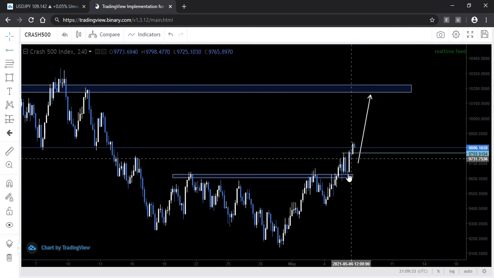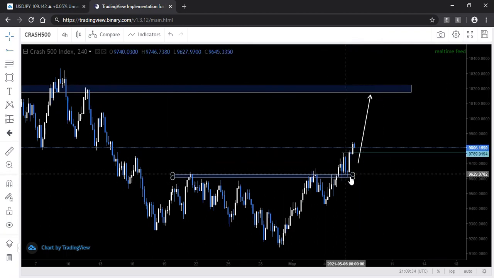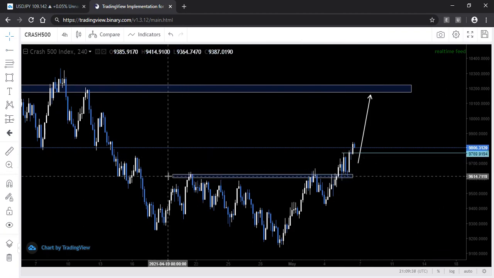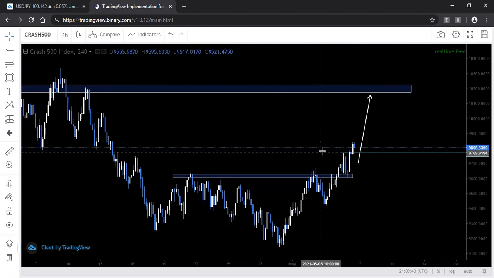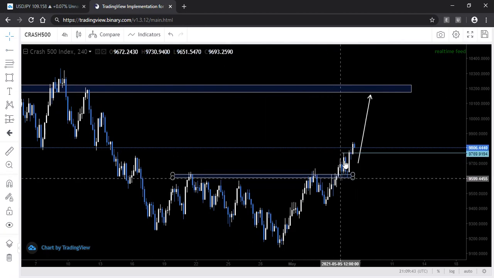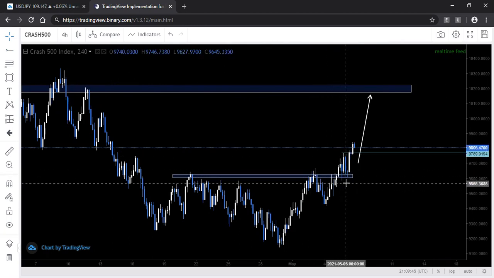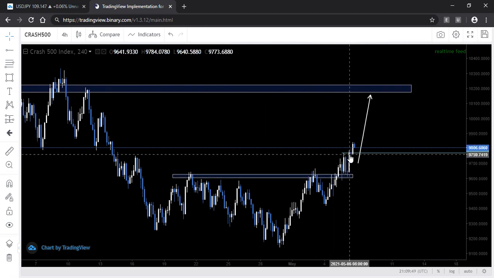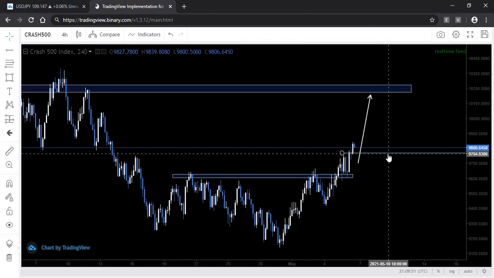I sent the signal when this 4-hour candle closed, as it gave us very strong bullish momentum after breaking above this market structure here and retesting it. As you can see here, it broke, went crazy bullish, retested, and then came back insane bullish with this bullish engulfing candlestick. That's when we took the trade.